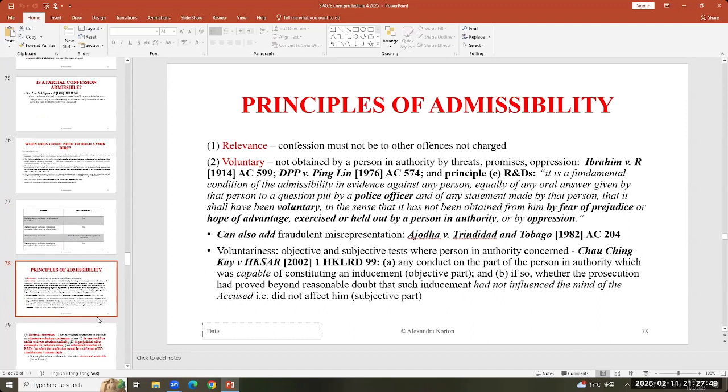Any conduct on the part of the person in authority that's capable of amounting to an inducement or a threat or oppression. If so, have they proved beyond reasonable doubt that the inducement did not influence the mind of the accused? In other words, the prosecution have to show that what happened did not cause the defendant to confess, right? That's the subjective part. If he would have confessed anyway, then the inducement has not influenced the mind of the defendant.